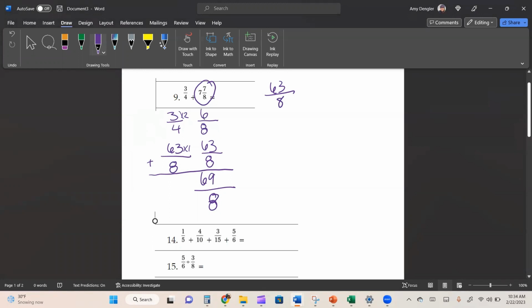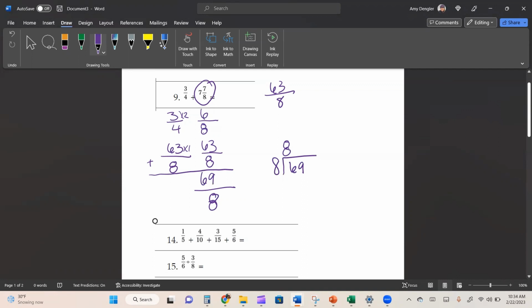This cannot be our answer because it's improper, so we need to turn it into a mixed number like we did here. So this is how we do it. We kind of do old school long division. So 8 goes into 69 evenly. This is where knowing your times tables is going to be crucial. So 8 times 8 is 64. 8 times 9 is 72. So it's going to need to be 8.